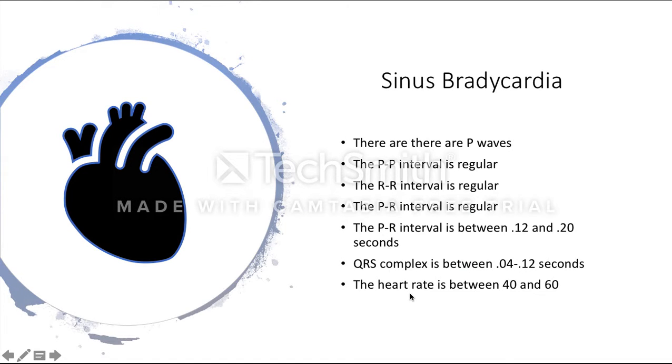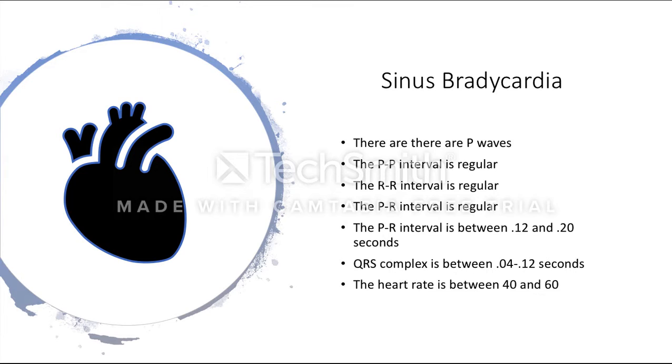Our next rhythm is going to be sinus bradycardia. We know that it's sinus because we have P waves that are upright and normal. Our PP intervals are regular, the RR intervals are regular, the PR intervals are regular. Our PR is between 0.12 and 0.2 seconds. Our QRS is between 0.04 and 0.12 seconds.